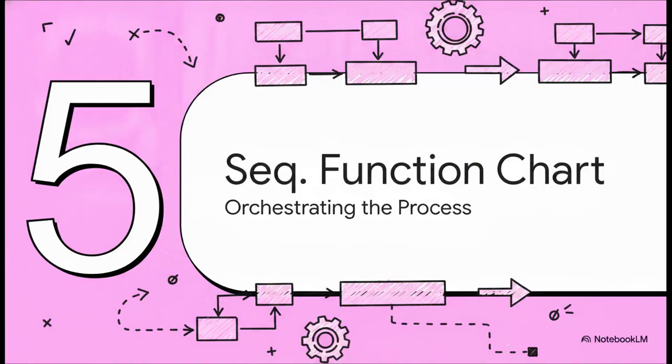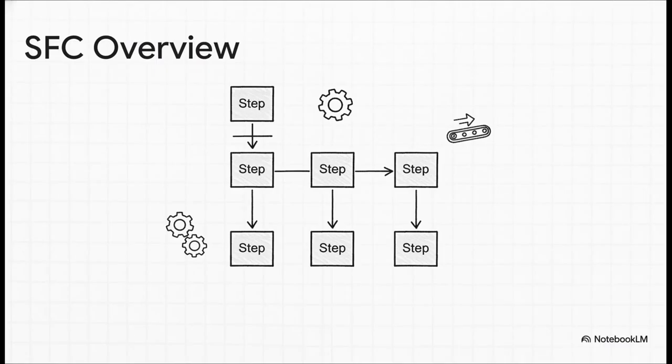Section 5. Sequential function chart, orchestrating the process. So how do we organize all these different languages in a big project? That is exactly where the sequential function chart comes in. It acts like a high-level project manager. It takes a massive, complex process and breaks it down into simple steps. It then uses logic-based transitions to figure out exactly when to move from one step to the next.